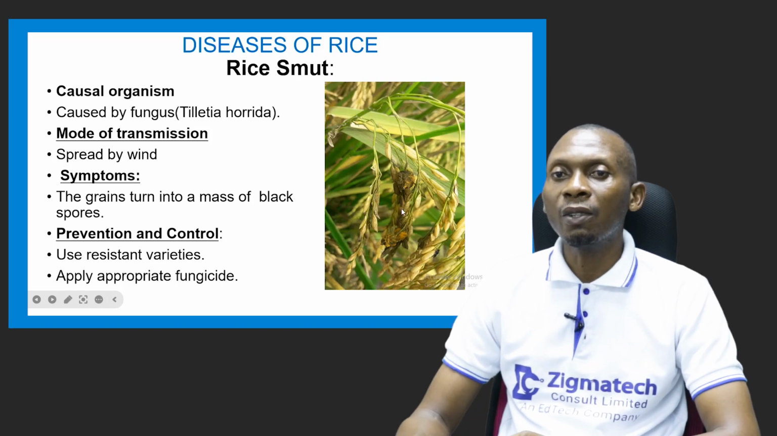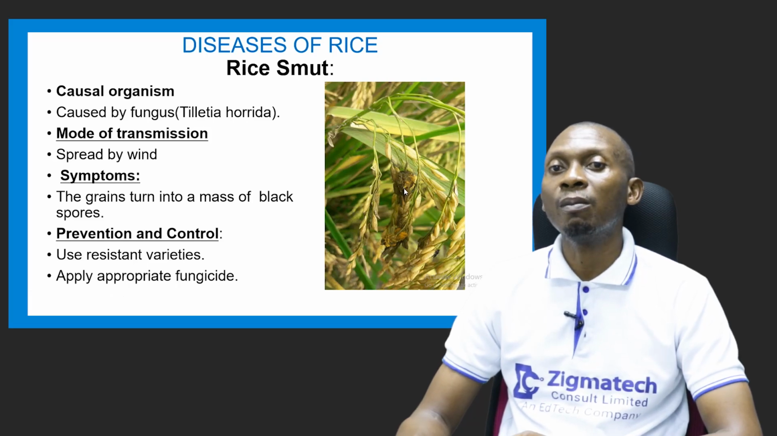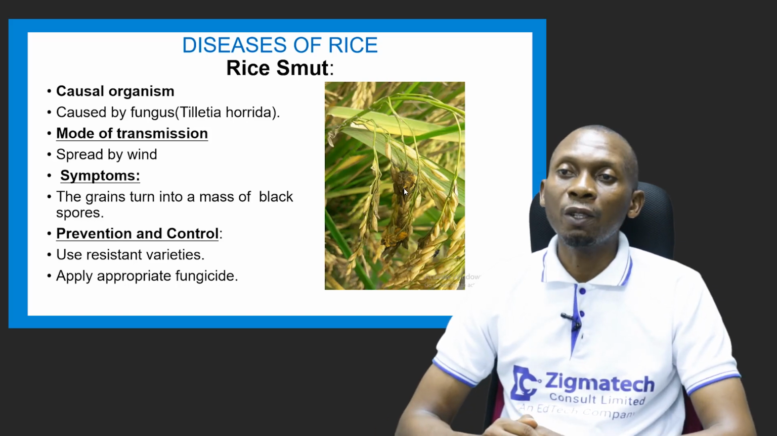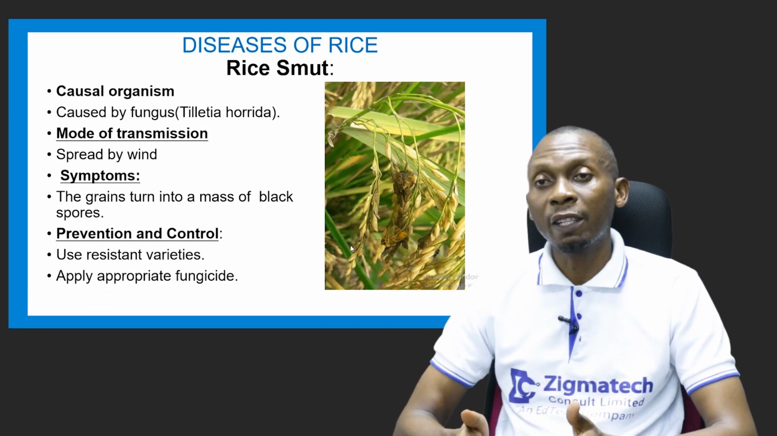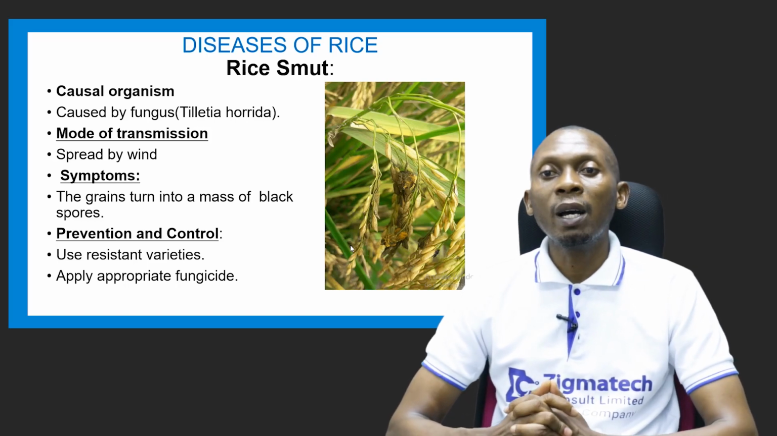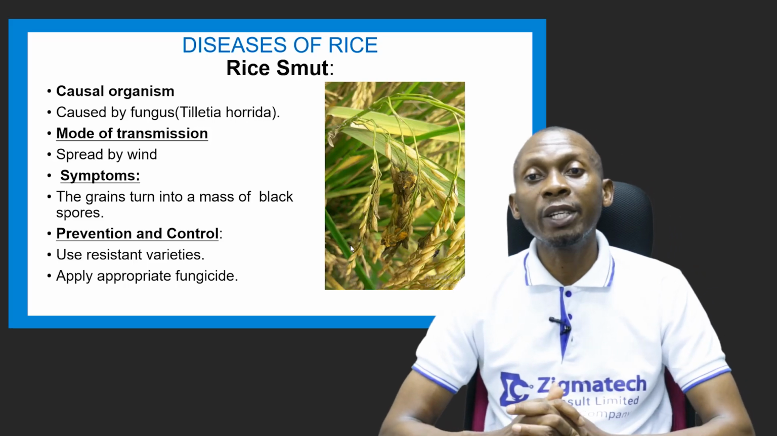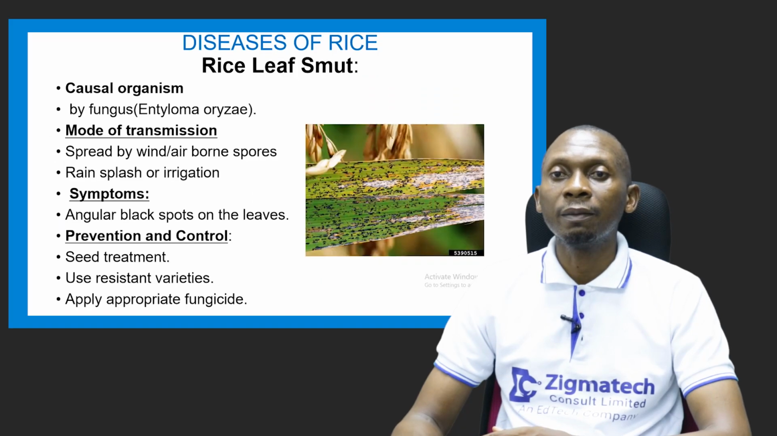Now, you can see that the grains, all of this is the head of the rice. These grains have a mass here. This is the mass we're referring to, of black spores. So this is a symptom that you see in a rice field that is attacked by smut. And of course, smut also affects maize, as we mentioned earlier, so we also have it here attacking rice. Now, how is it prevented and controlled? You need to ensure that you use resistant varieties as well as applying appropriate fungicides.